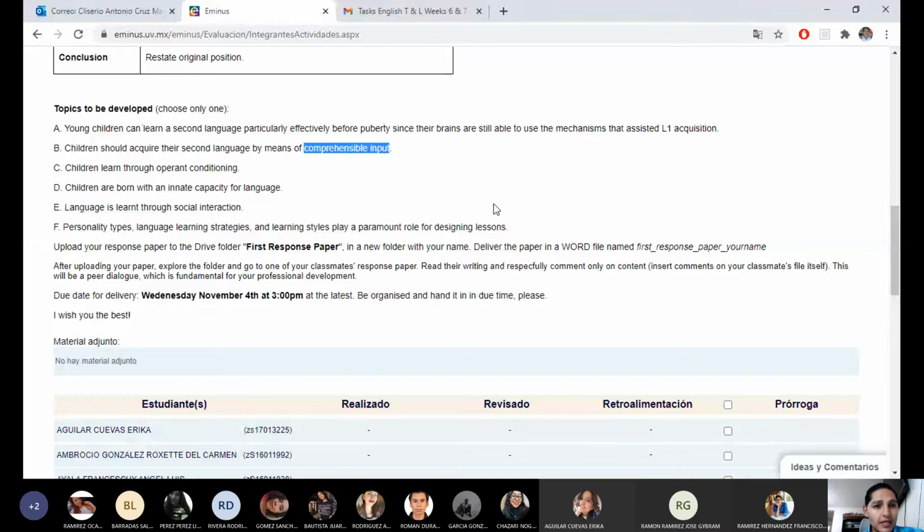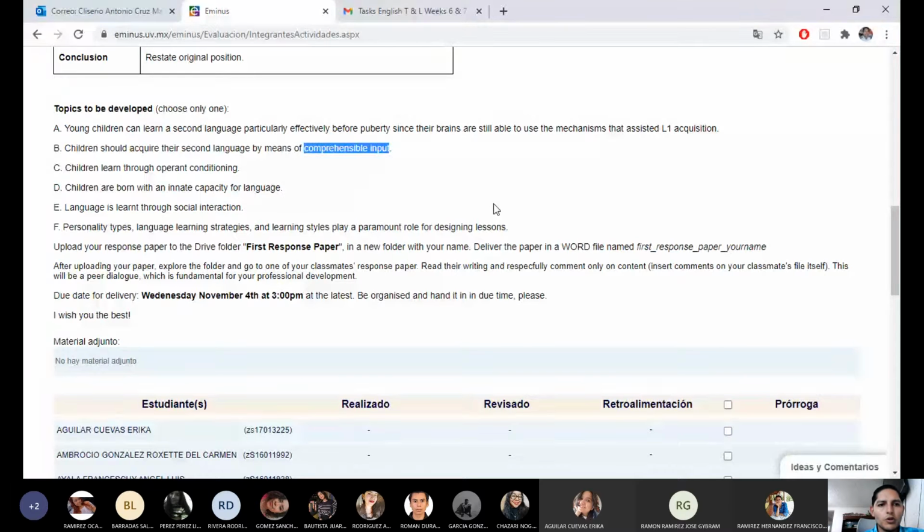Sorry, which is related to what we explore in the literature. Next option, D. Children are born with an innate capacity for language. Next option, language is learned through social interaction. And finally, this is the last option for you: personality types, language learning strategies and learning styles play a paramount role for designing lessons.